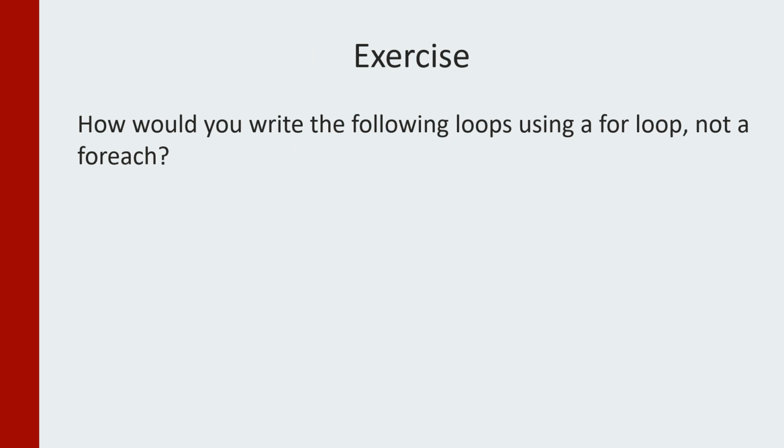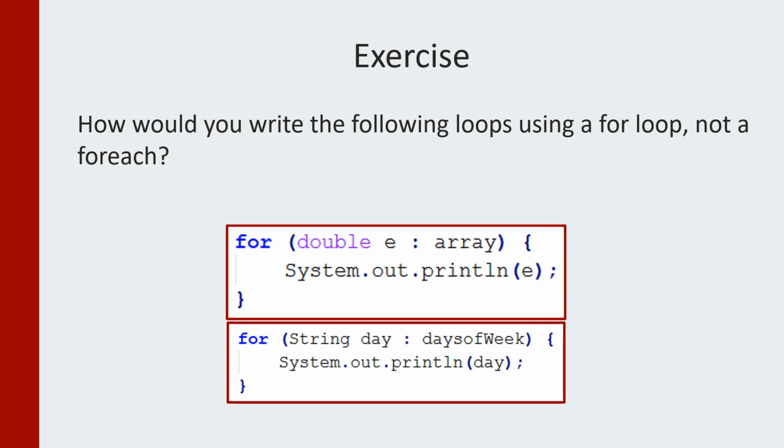Here I have a small exercise to test your understanding. I won't give the answer, but you can, of course, pause the video and try to figure it out, which is how would you rewrite the following loops using a for loop with iteration rather than for each, which I have the two examples from the previous slide, for double E in array and for string day in days of week. So I need to replace the statements inside the parentheses with some sort of iteration. You can pause the video to try and think of this.